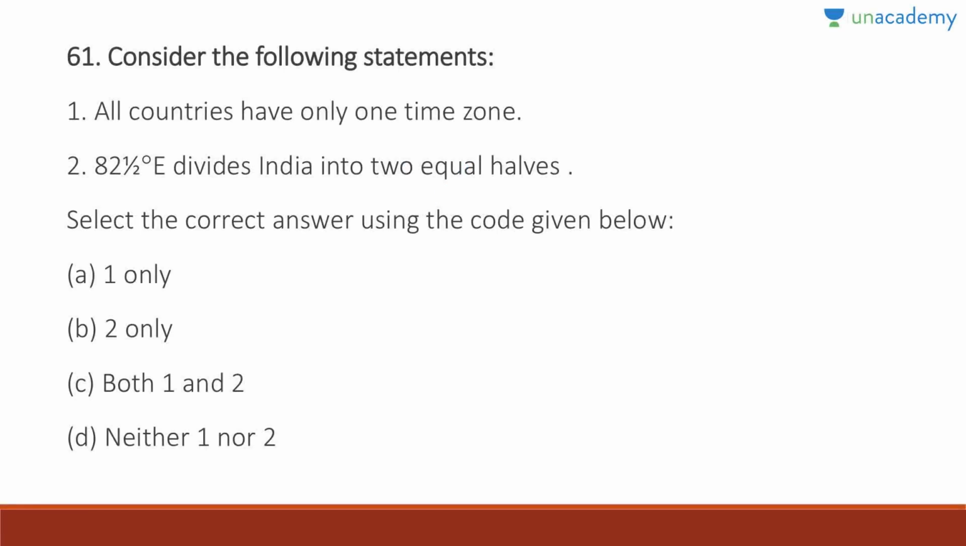Question number 61. Consider the following statements. All the countries have only one time zone. This is absolutely wrong. Russia is such a big country. It is bigger than Pluto. It has 11 time zones. UK has 9. USA has 11 time zones. 82.5 degree east divides India into two equal halves. So this is also wrong. So the answer is D, neither one nor two.